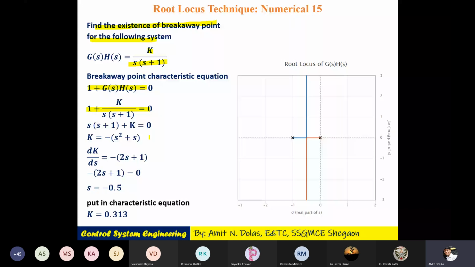Then to find the breakaway point, what do we do? We differentiate this K with respect to s. So differentiating this K with respect to s, it becomes minus 2s plus 1. So minus 2s minus 1 is equal to 0, and calculating for the s value, it is minus 0.5. So you can see, now we will locate the poles. Where is one pole? It is at 0, so it is here. Where is the other pole? The other pole is at this position.